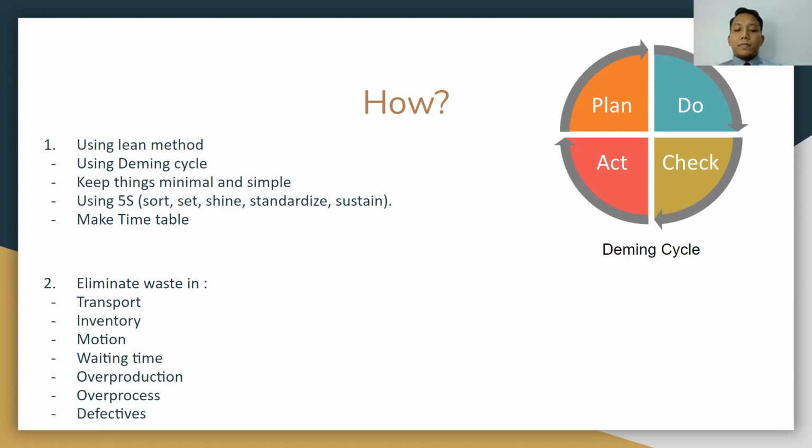Okay. So to improve productivity is to eliminate waste in seven types of waste. Firstly, transport, inventory, motion, waiting time, overproduction, overprocess, and defective. What is it about transport?